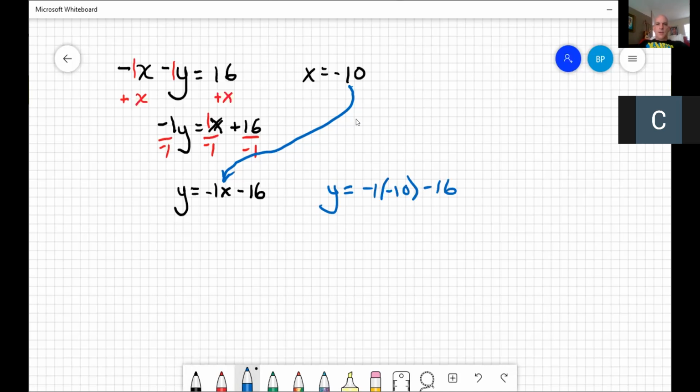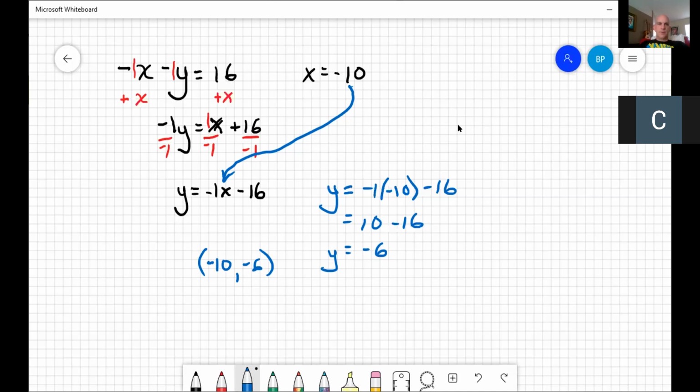All right, so just simplifying this to figure out what y is now, I'm going to do the multiplication before I do the subtraction. So negative 1 times negative 10 is 10 minus 16. 10 minus 16 is a negative 6, so y equals negative 6. So my solution is going to be x is negative 10, y is negative 6. Okay, any questions on that process?